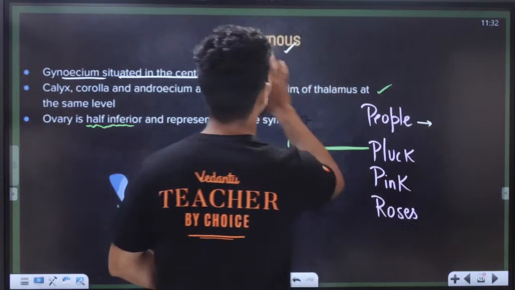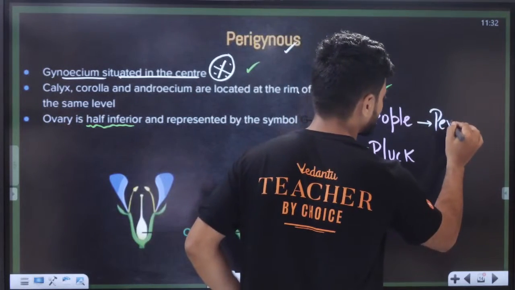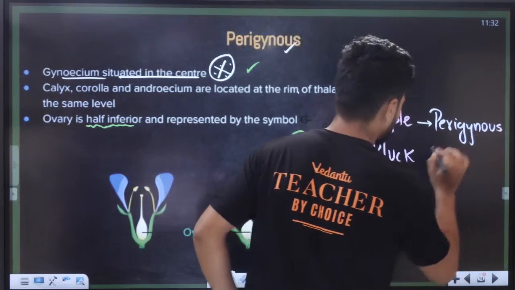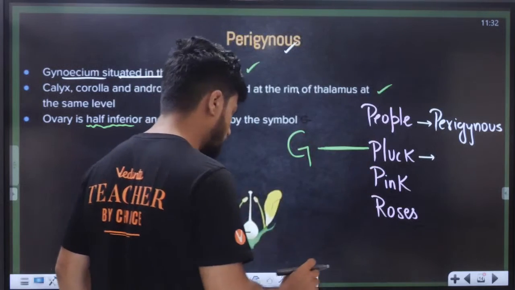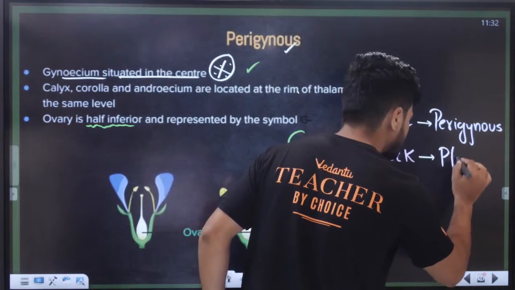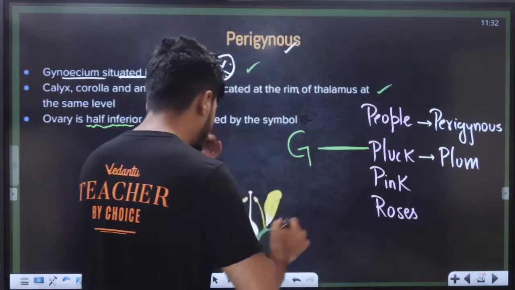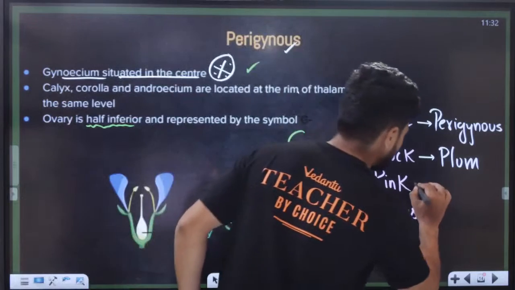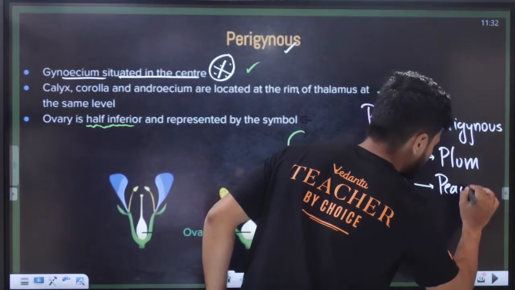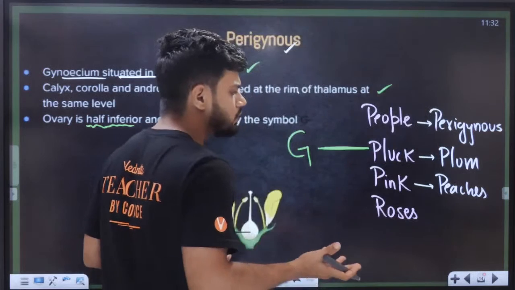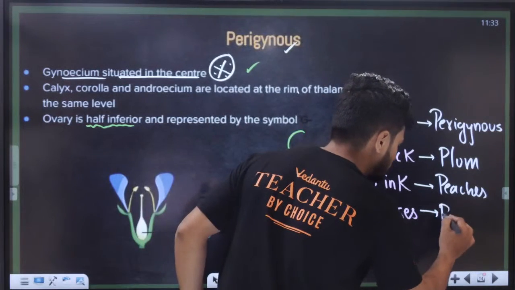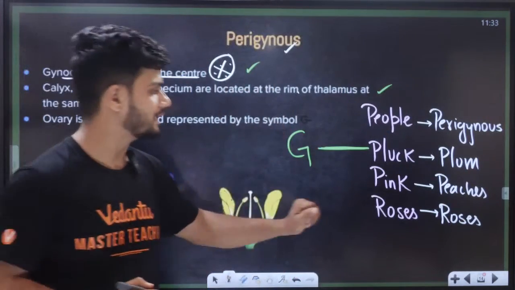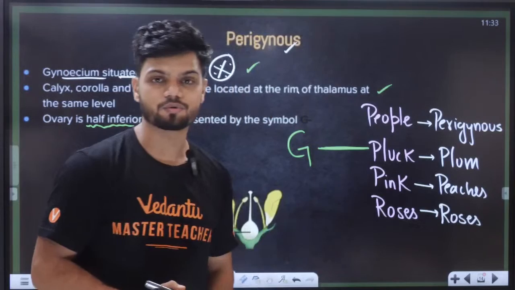Now, what does the first P stand for, students? The P stands for perigynous condition. Now, the second P here stands for plum. Now, the third P stands for, students, can anyone tell me? The P stands for peaches. And roses stands for roses. So people pluck pink roses: perigynous condition, plum, peaches and roses.